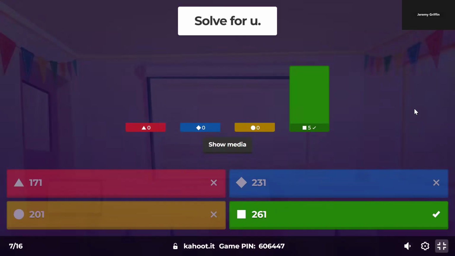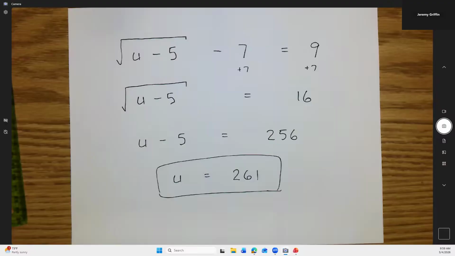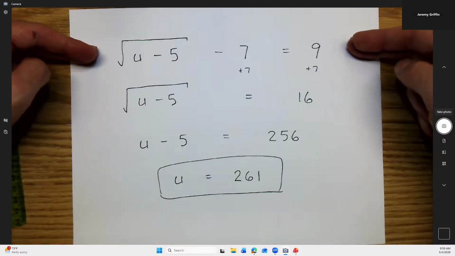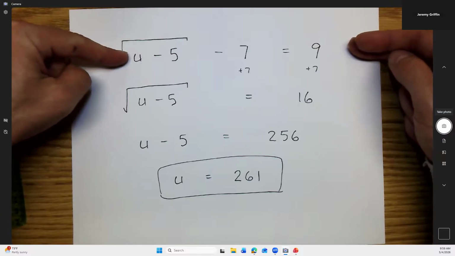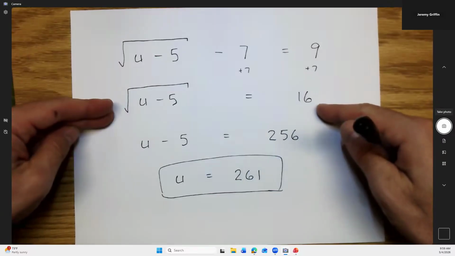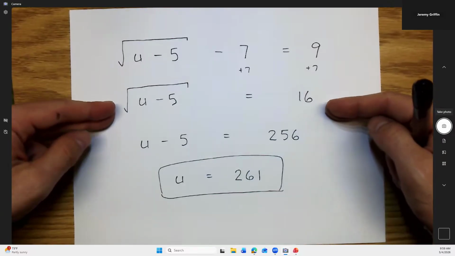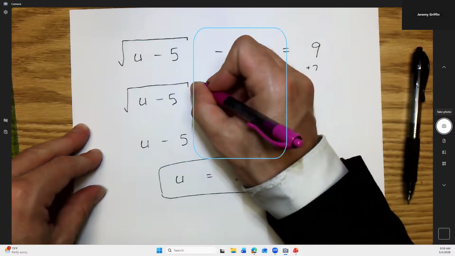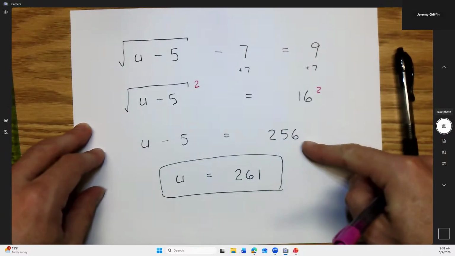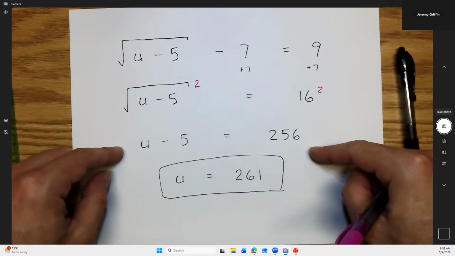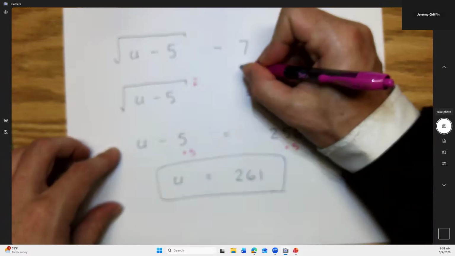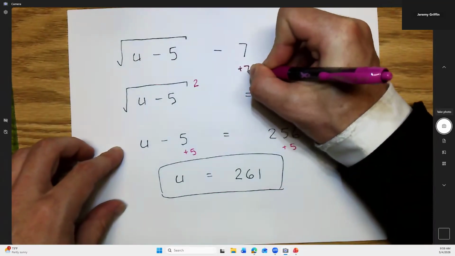All right, let's go. So here's what I gave you at the top. I gotta go through a series of algebra steps and unbury this u right here. First thing is add 7 over and you get 16. So the square root of something is 16. Right, now I have to square both sides. Now I'm up to 256. So u minus 5 is 256. Last step is add the 5 over, and then that will give me the answer.